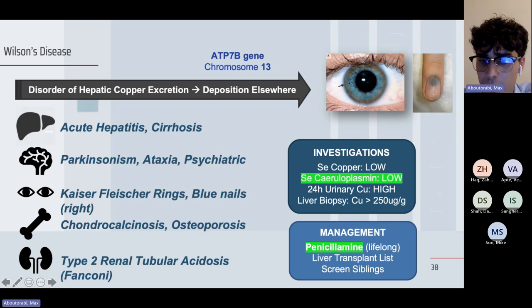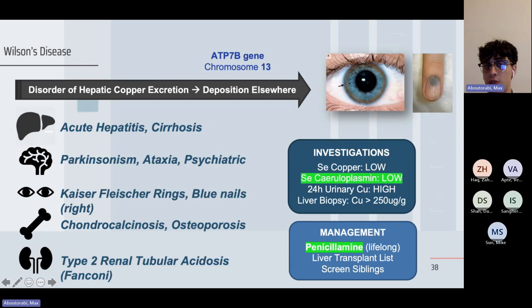In terms of management, you would give penicillamine, which is a copper chelating agent. It binds to the copper, preventing it from being deposited elsewhere in the body. You would also want to consider liver transplant, as if the patient has severe cirrhosis or severe copper deposition in their liver, they would definitely be a potential candidate. And you'd also want to screen any siblings, because this can be quite a hard diagnosis to catch. So once you do catch it, you would definitely want to screen any other young family members to make sure that they aren't at risk of developing the condition later in life, because it's one of those things that you can treat, but once it has occurred, you can't really reverse it.